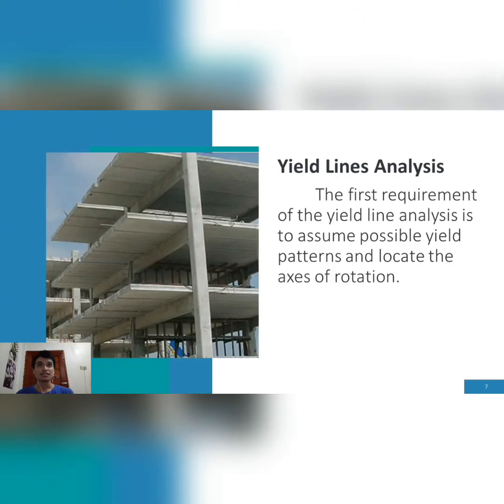Yield lines analysis. The first requirement of the yield line analysis is to assume possible yield patterns and locate the axis of rotation. So, sa yield lines analysis, ang pinaka-goal natin is hanapin yung yield patterns at yung axis of rotation. So, yung yield patterns, hanapin natin kung saan mabibiyak yung ating slab. Yung axis of rotation, mamaya i-explain.